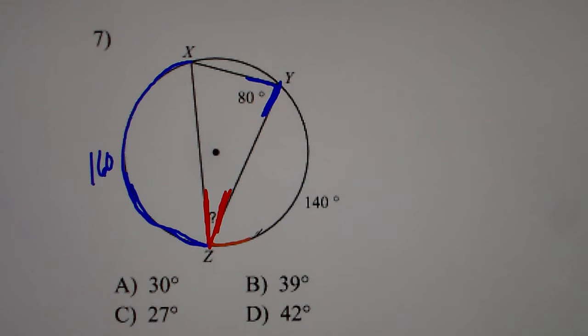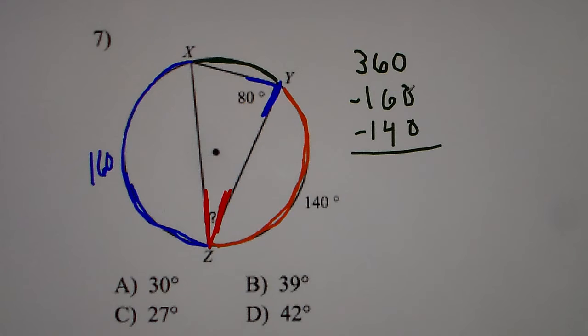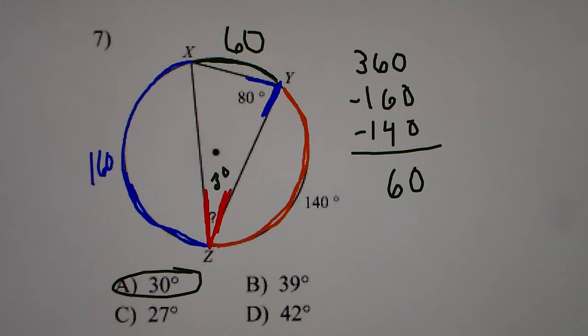We know this orange arc is 140. We also know we got to find this other piece, this green guy, XY. To find that green guy, we do 360, because there's 360 degrees in the entire circle, minus the 160, and then minus the 140. 360 minus 160 is 200. 200 minus 140 gets us 60. So what's up here is 60 degrees. Now 60 divided by 2 will get us this right angle, which is 30. So it's a little bit of work sometimes with some of these problems.